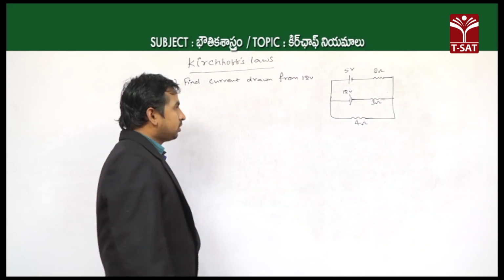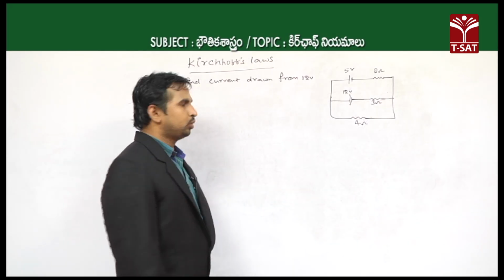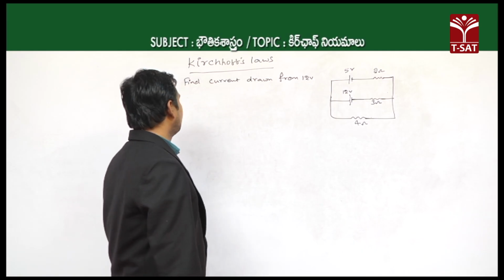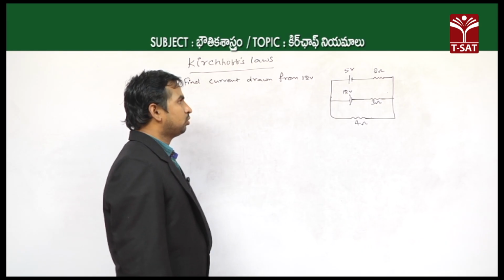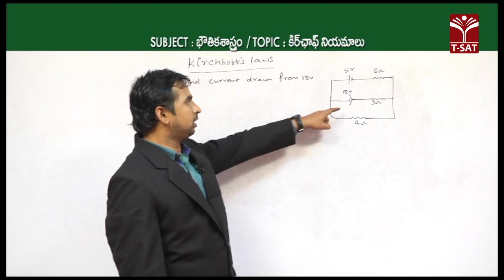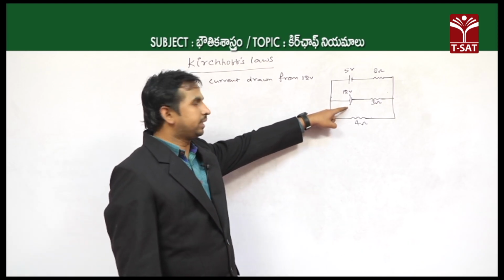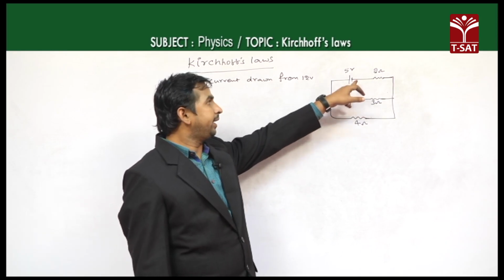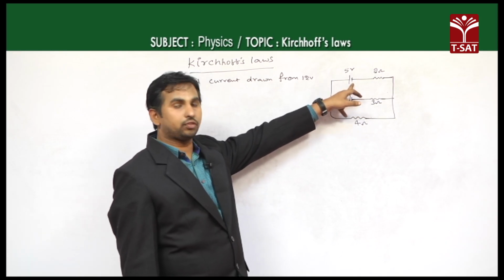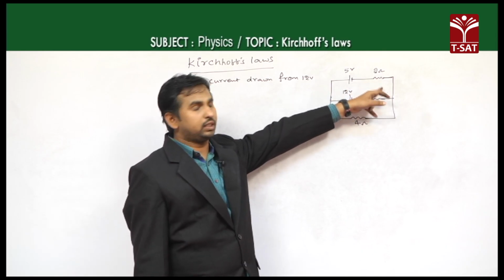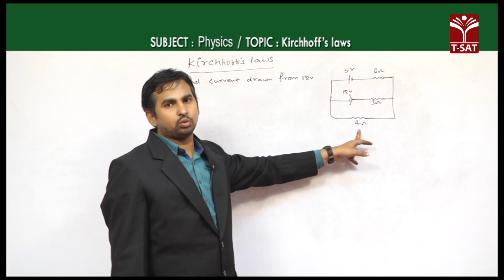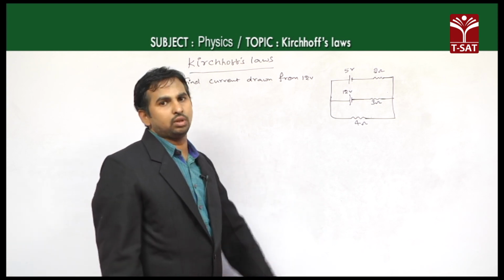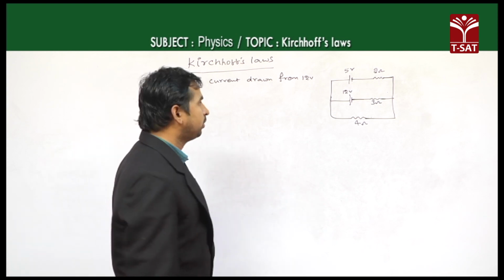Now, based on these Kirchhoff laws, we will see a small numerical. In the given circuit, we have to find the current drawn from the 12 volt battery. Here we have a 12 volt battery with a 3 ohm resistance, and one more battery of 5 volts having 2 ohms, and here we have 4 ohms. In total, 3 resistances and 2 voltage sources are there.